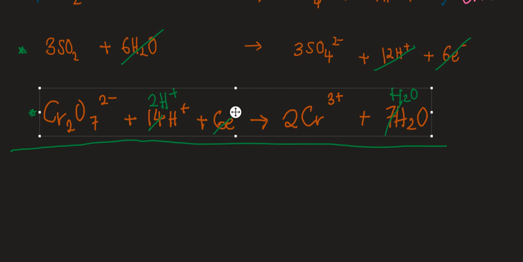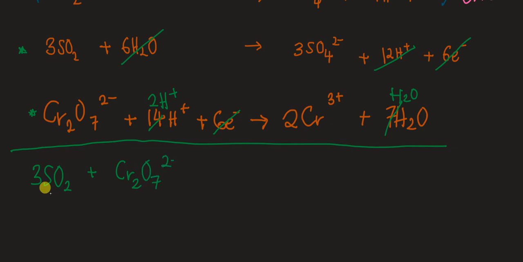So here, 3SO2 plus Cr2O7 2 minus plus 2H plus, and we will form 3SO4 2 minus plus 2Cr3 plus plus H2O.